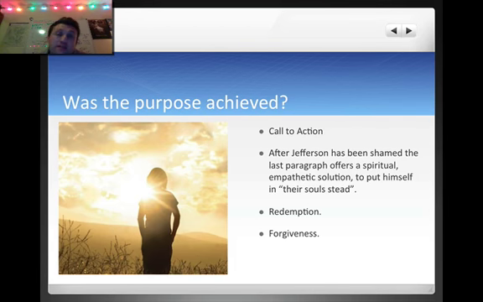With this offering of putting his soul, Jefferson's, in their soul's stead, the souls of the slaves, Jefferson, after being shamed, is offered a spiritual, an empathetic solution. What we have here, if he takes action, it could be an act of redemption for himself. As one Christian speaking to another, you have to see that after feeling so shamed, taking action against the state of slavery could actually be an act of forgiveness for Jefferson.